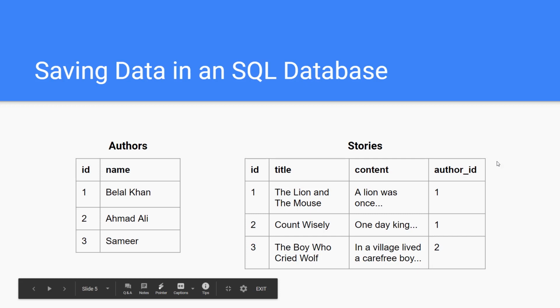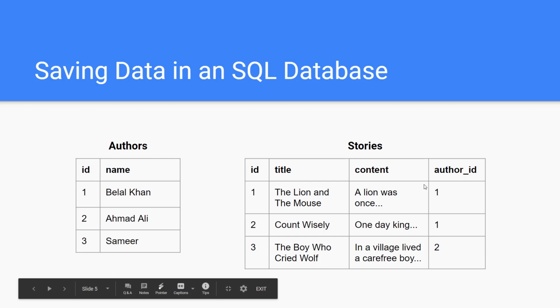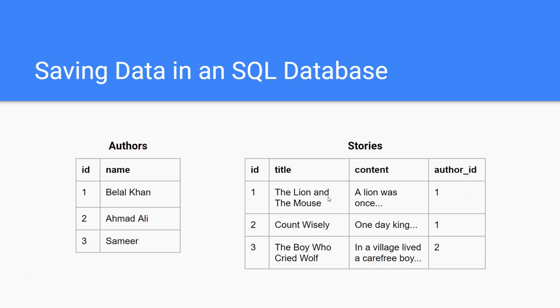So here in the stories table, we have author underscore ID. And here it is a foreign key. That is a primary key of another table. So a foreign key is a primary key of another table. So here with the author ID, we know who is the author of this story. So this is how we use SQL database to store data.